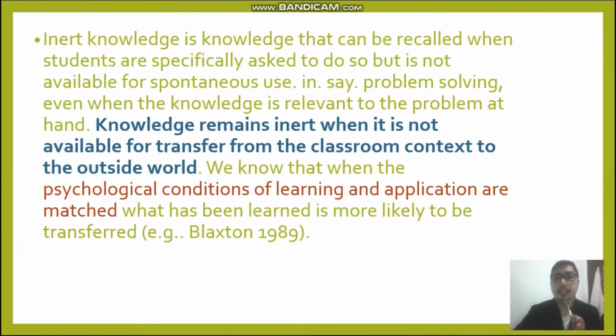Moreover, inert knowledge is the knowledge that can be recalled when students are specifically asked to do so, but is not available for spontaneous use. When we say inert knowledge, it is the knowledge that they can recall, that is stored in their minds, but not used in problem solving, even when the knowledge is relevant to the problem at hand. Knowledge remains inert when it is not available for transfer. Again, it remains inert. It's just stored in the mind, if it is not transferred from the classroom context to the outside world.